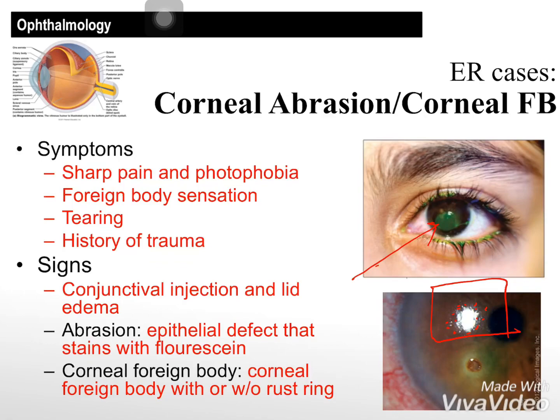The corneal foreign body is easier to detect. So you just need to shine a bright light and look for foreign objects such as these metallic, rusty specks of foreign body.